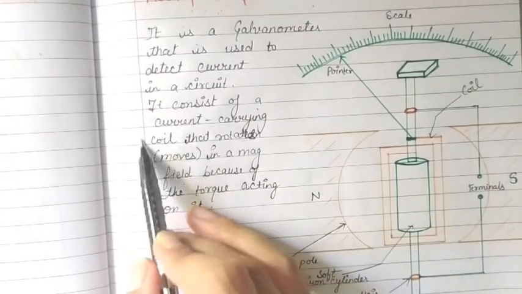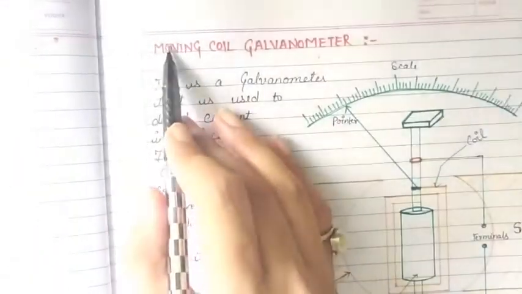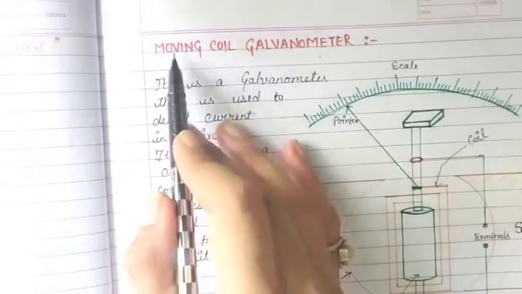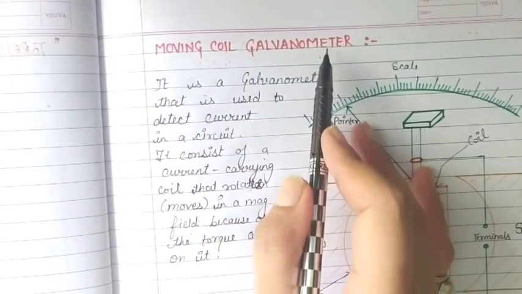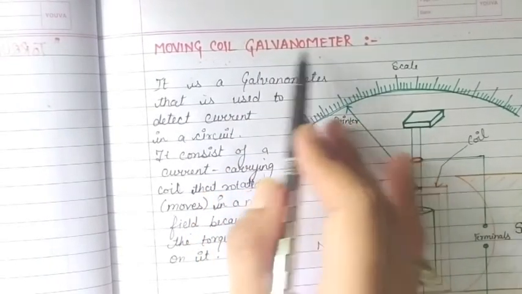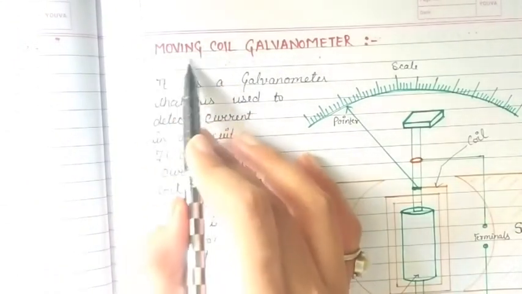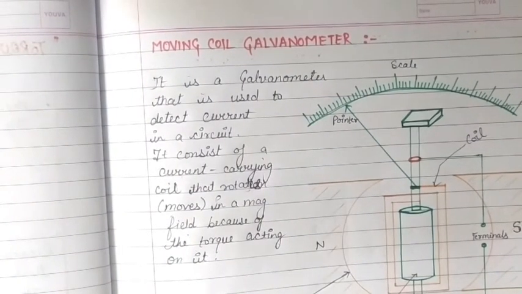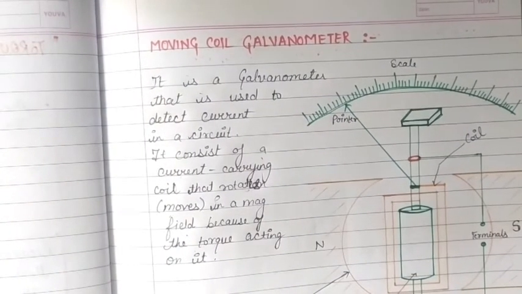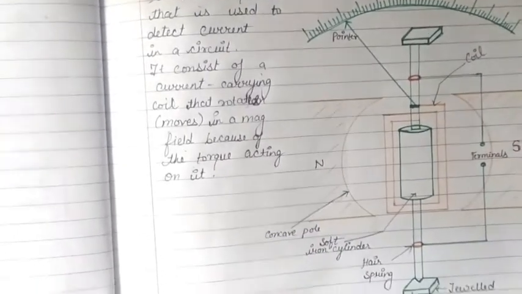Since it consists of a coil which is rotating or moving, that's why it is named as a moving coil galvanometer. So moving coil galvanometer is a galvanometer which is used to detect the current, and it consists of a current carrying coil that rotates or moves in the presence of a magnetic field because there is some torque acting on it. Now if we talk about its principle, its principle is very simple.